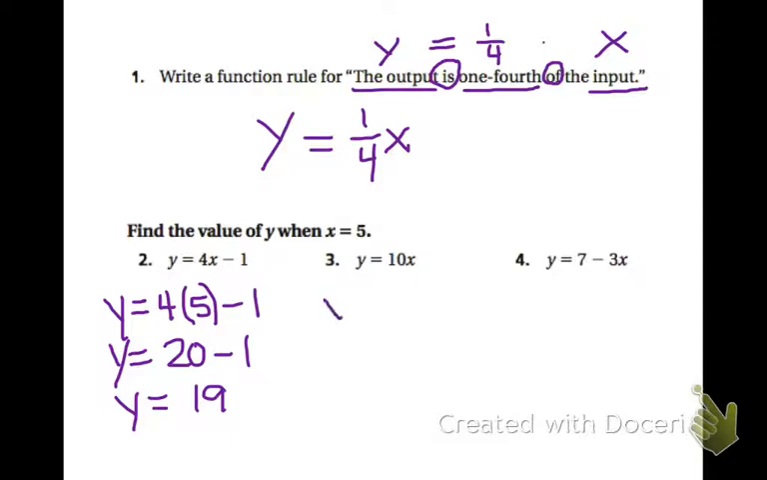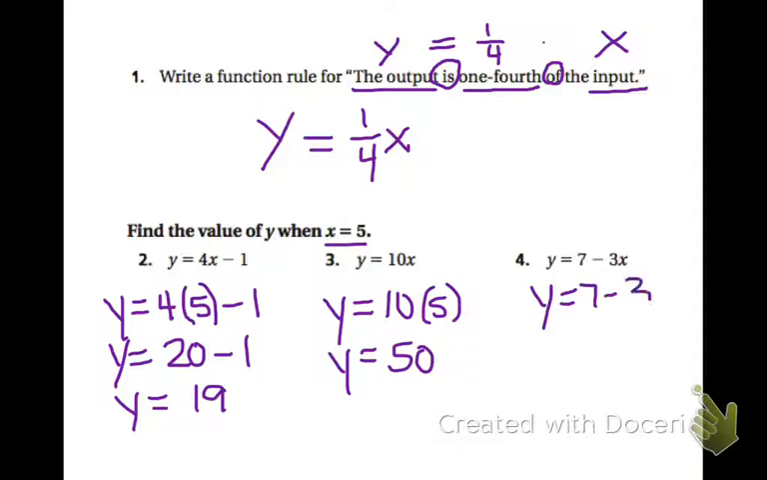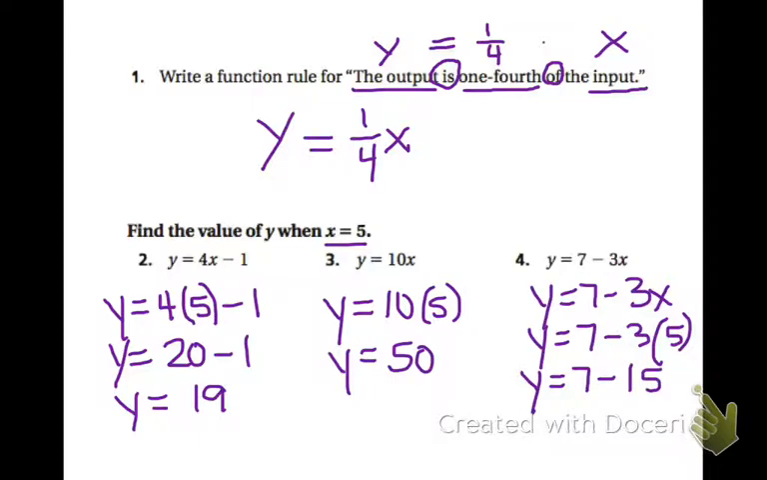For number 3, the rule is to multiply by x. So 10 times the value of x, which they told us is 5. So y is equal to 50. That's the output. Y is equal to 7 minus 3x. Again, substitute it in and use order of operations. This is kind of why you did your fair game review. So you multiply before you subtract. So 7 minus 15 is the same as 7 plus a -15. A positive and negative means find the difference, and the answer will be -8.